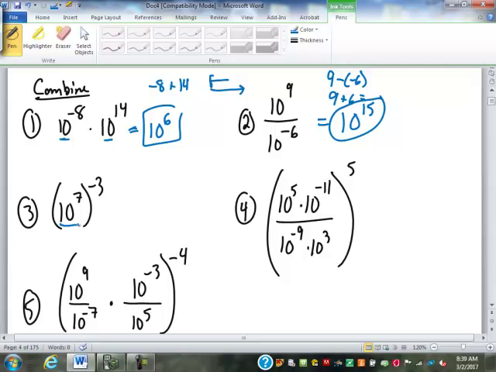When we are taking an exponent to another power, what do we do with the powers? Multiply. What is 7 times negative 3? Negative 21. So those are the basics. Those make sense, Mark? Okay. Number 4 is just me being kind of mean.